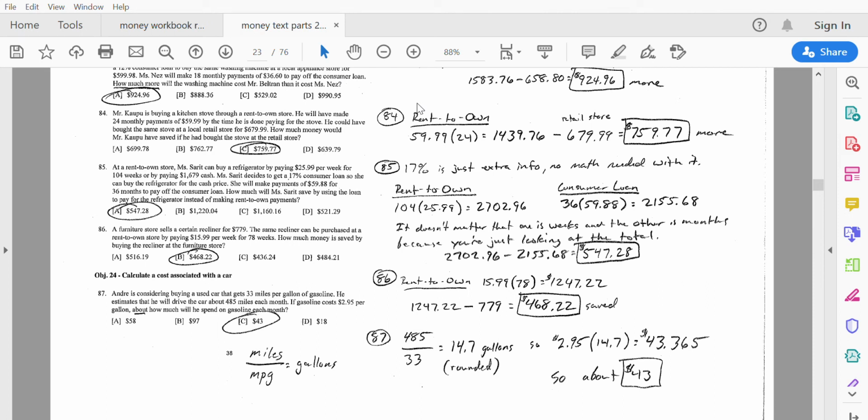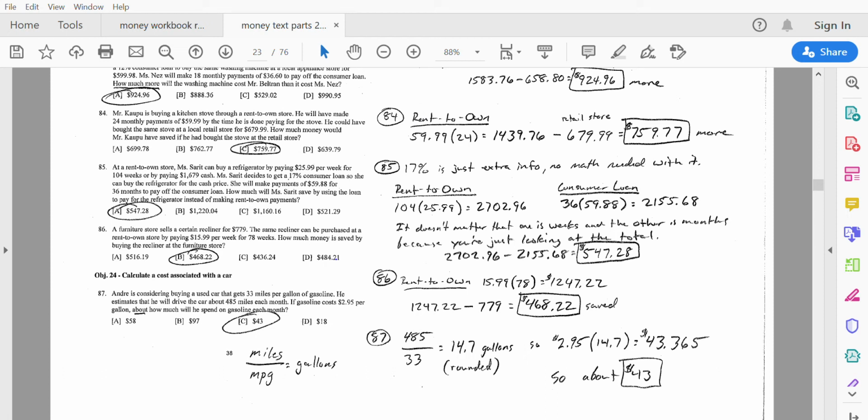Again, I believe this one is also 6 problems, like many of them have been. This is calculate a cost associated with a car. So again, the math that we're going to use isn't really difficult. It's just understanding what to do. Okay, so first problem, Andre is considered buying a used car that gets 33 miles per gallon of gasoline. He estimates that he will drive the car about 485 miles each month. If gasoline costs $2.95 per gallon, about how much will he spend on gasoline each month?